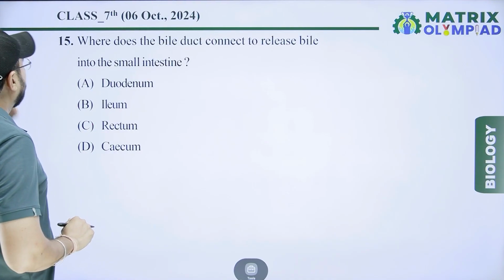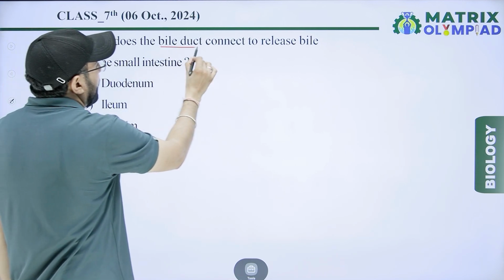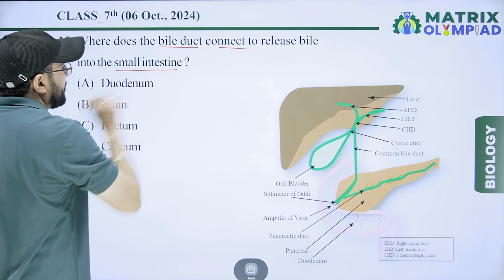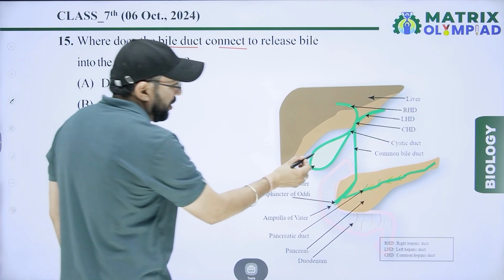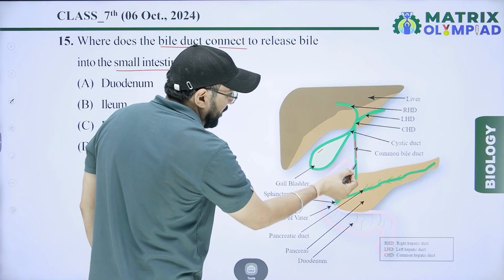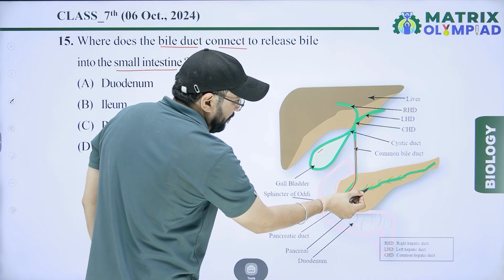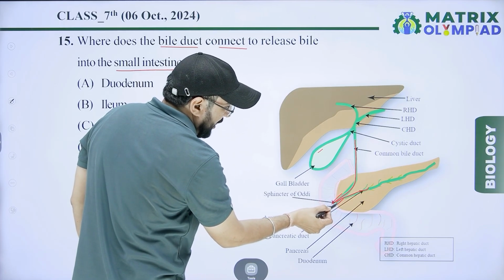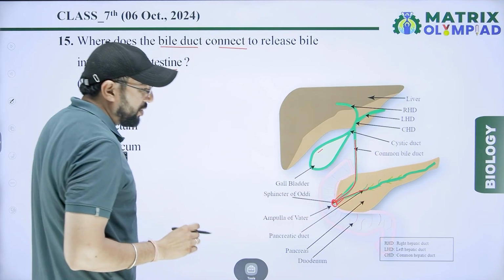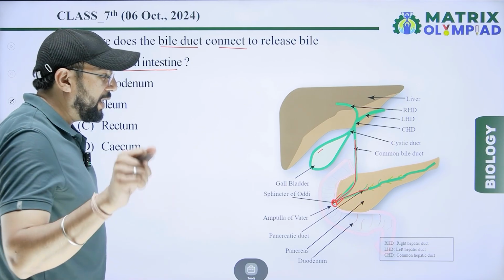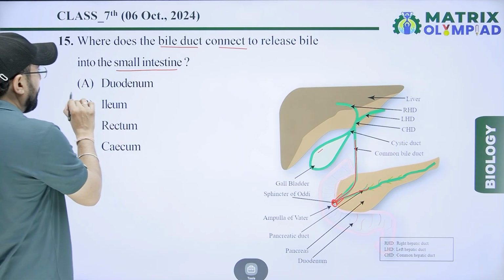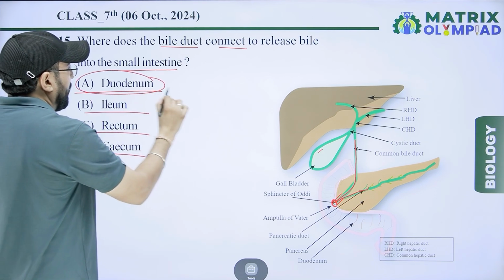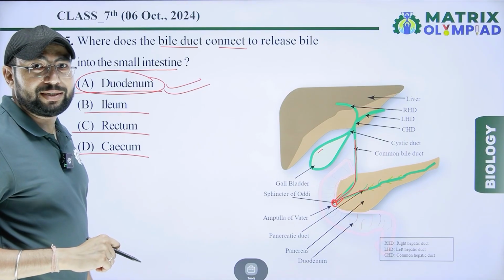Next question is, where does the bile duct connect to release bile into the small intestine? Bile from the gall bladder and the common bile duct join with the pancreatic duct and make the common hepatopancreatic duct, which opens at the site of the duodenum, small intestine. The options are duodenum, ileum, rectum and cecum. Our right answer is duodenum, the part of the small intestine.